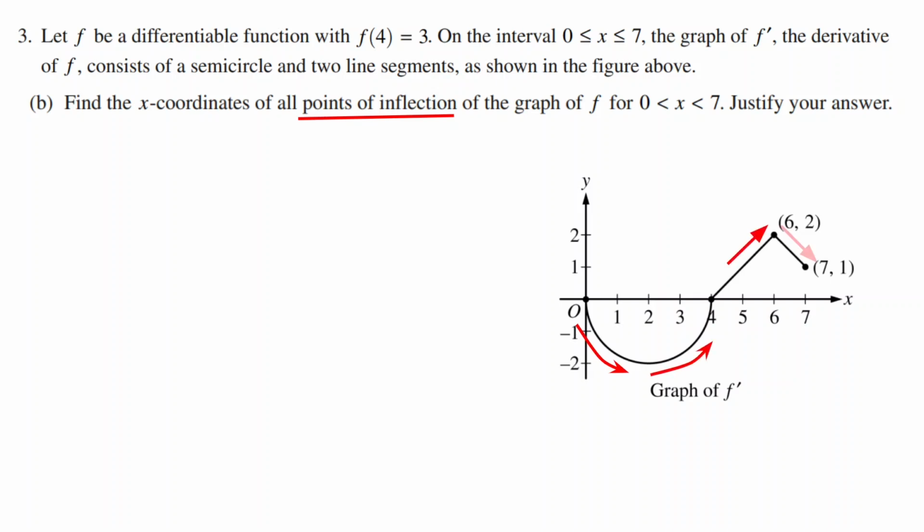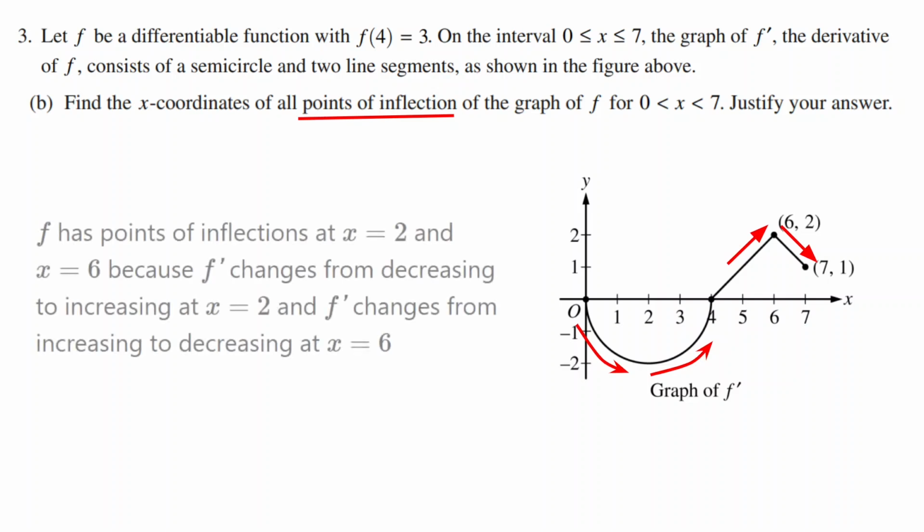As justification, we can write a statement saying f has points of inflection at x equals 2 and x equals 6 because f prime changes from decreasing to increasing at x equals 2 and changes from increasing to decreasing at x equals 6. This is a bit lengthy, but I personally try to be safe on the AP exams and make sure I get all the possible points.